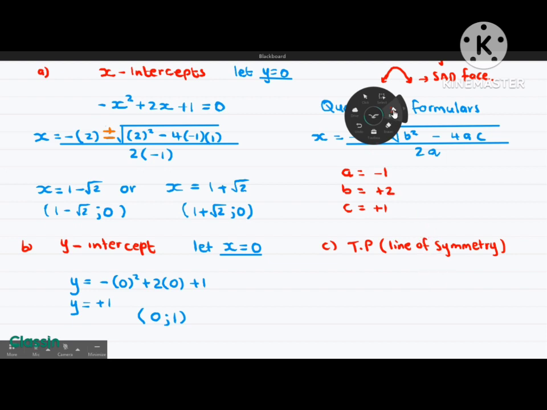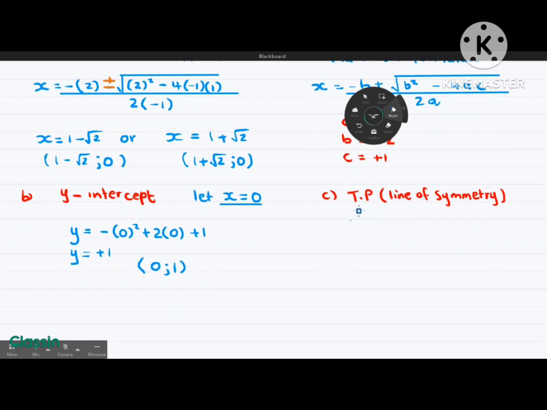Now, if you recall from what we did in the previous activity, every time they say determine the coordinates of the turning point, because you're given f of x equals minus x squared plus 2x plus 1, you need the formula to determine the x value. That is the first thing. We need to determine the x value.